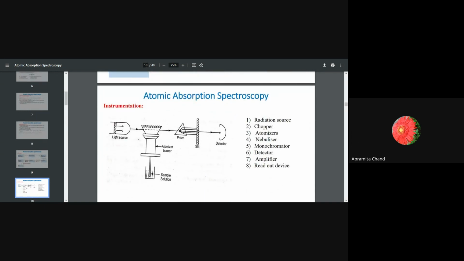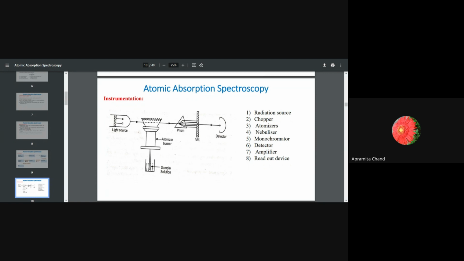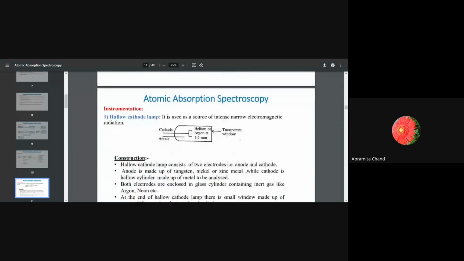Now, what kind of instrumentation is there? We will be looking at different kinds of instrumentation from different study materials, so that you have a holistic idea of all. Basically, we will have a radiation source and a chopper. Some atomizers will be there. Nebulizers will be there so as to convert our sample into mist, then solid, then vapor. And then, as usual, the signals are collected by the monochromator, then detected, amplified, and read out.